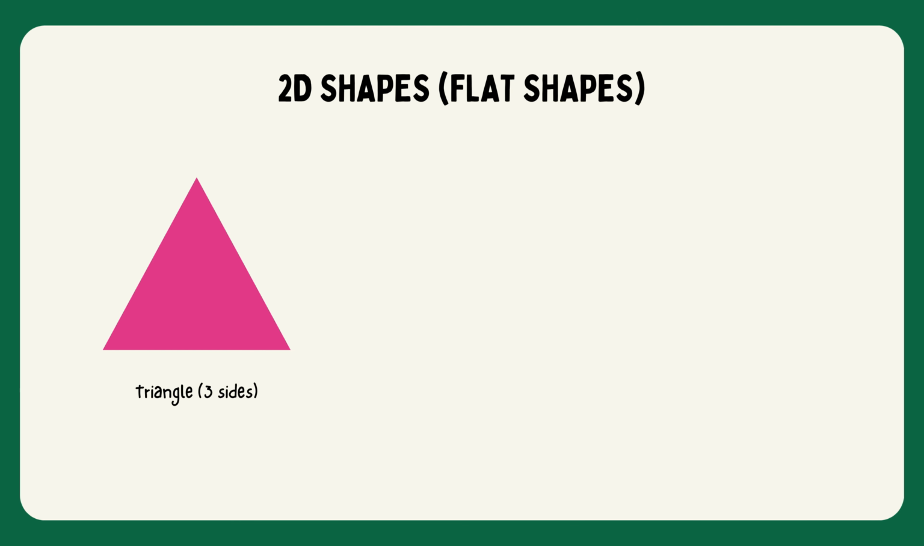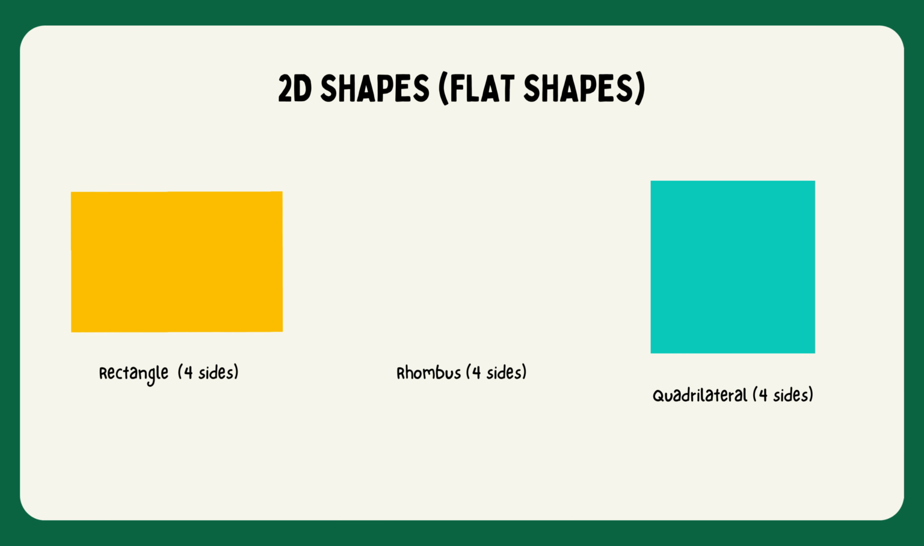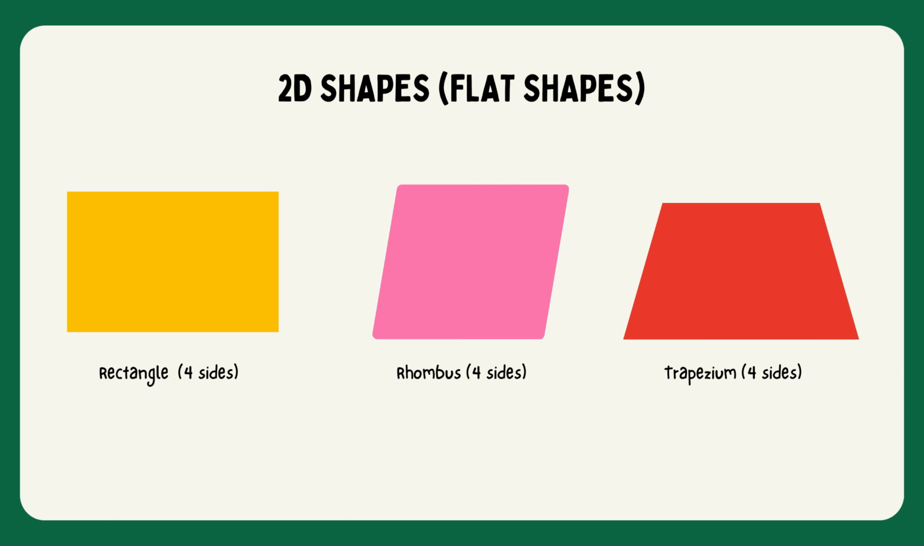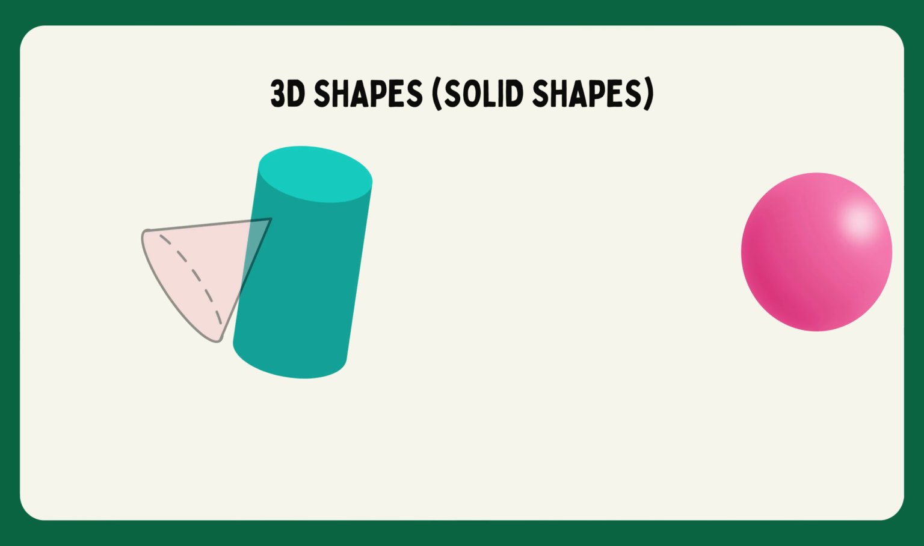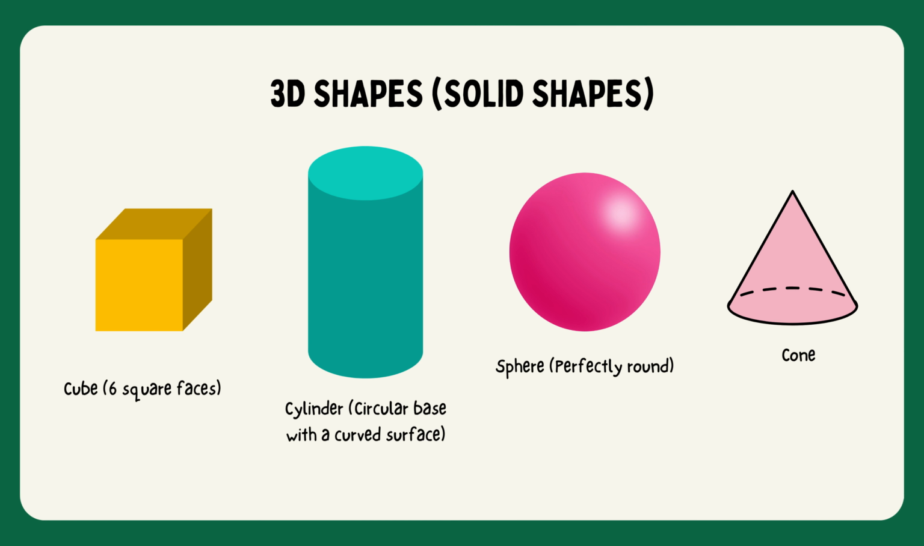Now, we have shapes. Shapes are classified into 2-dimensional shapes, also called 2D, and 3-dimensional shapes, also called 3D. We have multiple types of 2-dimensional shapes, but I gave a few examples. We have the triangle, which has 3 sides. We have the circle, we have the square. We have the rectangle, the rhombus, the trapezium, the trapezoid, pentagon, hexagon, and so forth. For 3-dimensional shapes, we have the likes of the cube, the cylinder, the sphere, the cone, and so on and so forth.